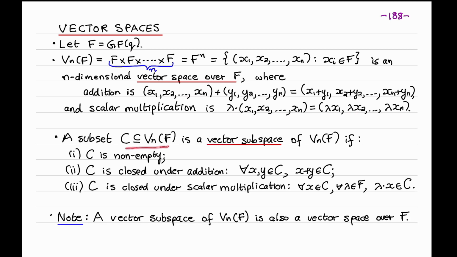Now, a subset C of Vn of F is a vector subspace of Vn of F if C is non-empty, closed under addition, which means that for all vectors x and y in C, their sum is also in C, and closed under scalar multiplication, which means that for all vectors x in C and all scalars lambda in F, the scalar product of lambda and x is also in C. I'll note that a vector subspace of Vn of F is also a vector space over F.